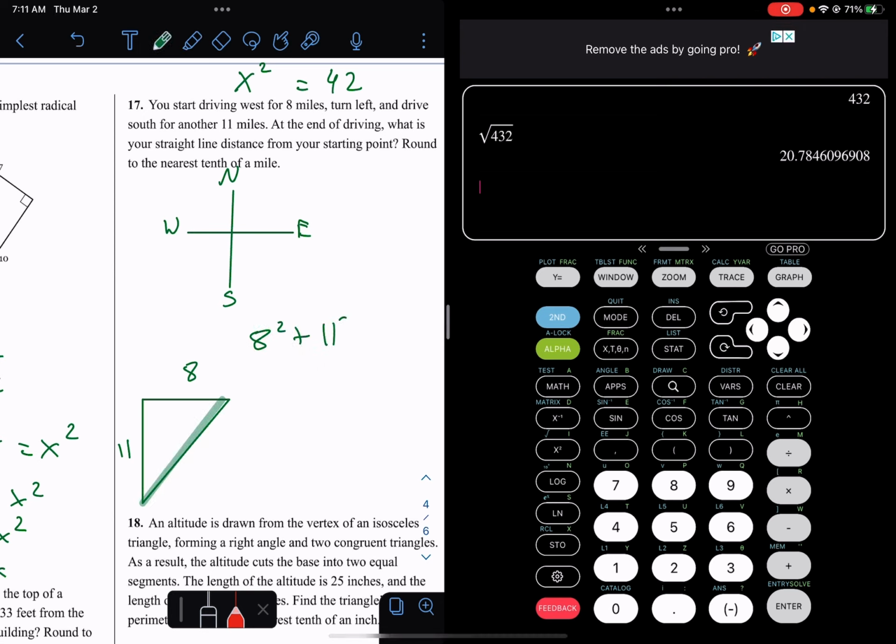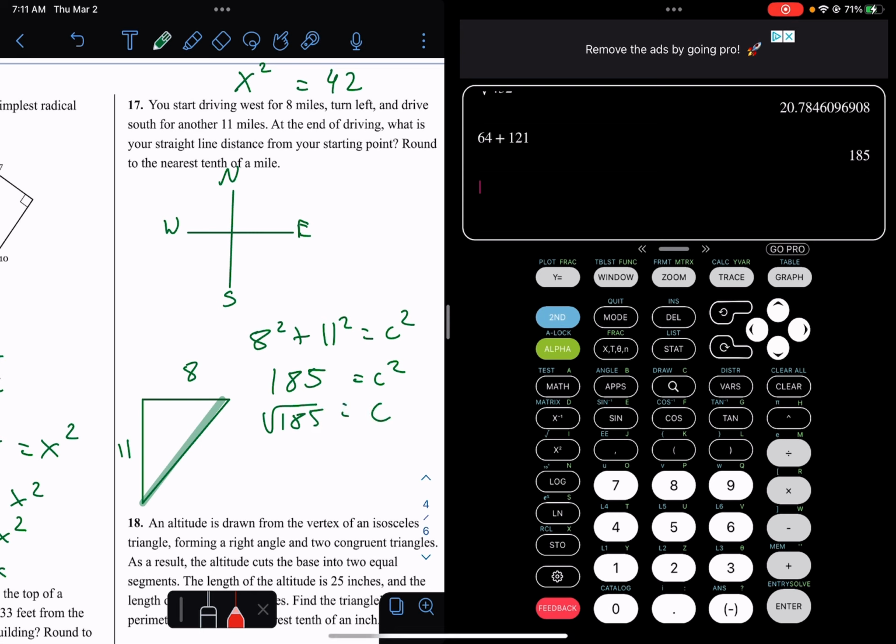So you're going to do 8 squared plus 11 squared equals c squared. So that's going to be 64 plus 121, which gives me 185. So the square root of 185 is going to be my length, and they just want a decimal answer again, which gives us 13.6.